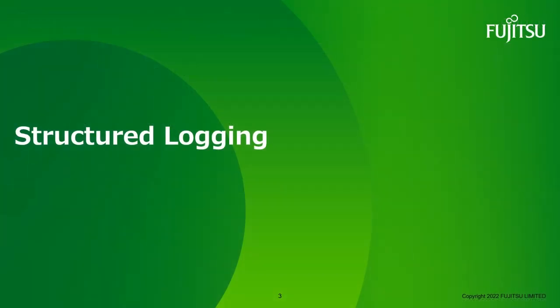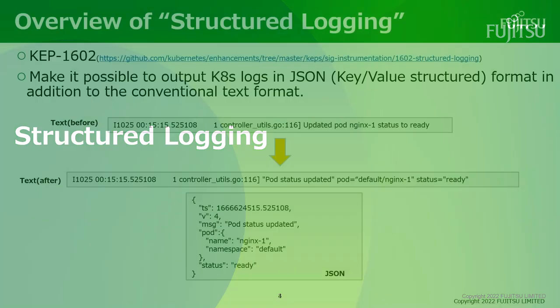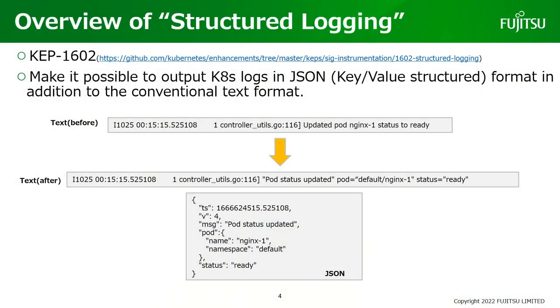First theme is structured logging. I will talk about an overview of structured logging. This is a feature proposed in KEP 1602 by Marek. This KEP proposes to define a standard structure for Kubernetes log messages, add methods to klog to enforce this structure, add the ability to configure Kubernetes components to produce logs in JSON format, and initiate migration to structured logging.